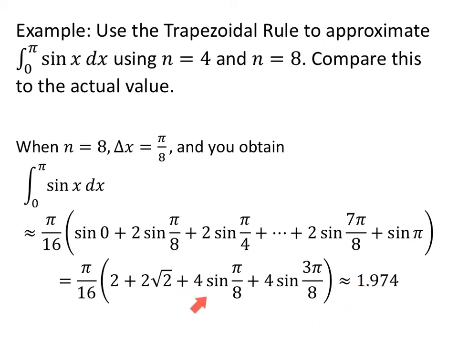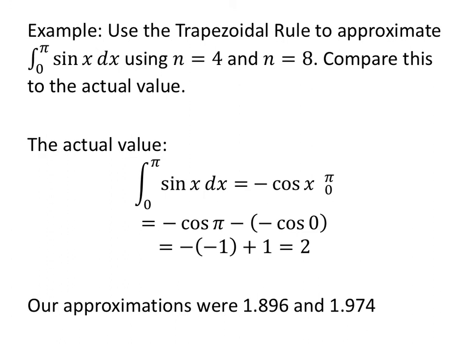Do I have to find these values? No. I can enter this in my calculator using parentheses for the argument of the sine just from this step. I can enter them here, and my approximation is 1.974. Notice that is closer to 2 than our previous estimation. But what's the actual value?